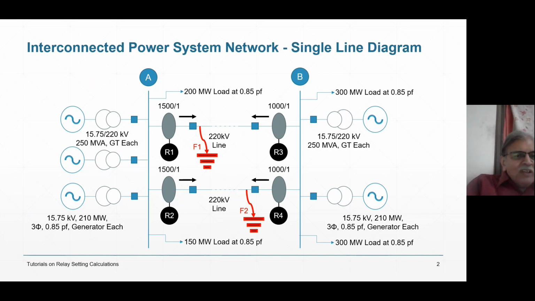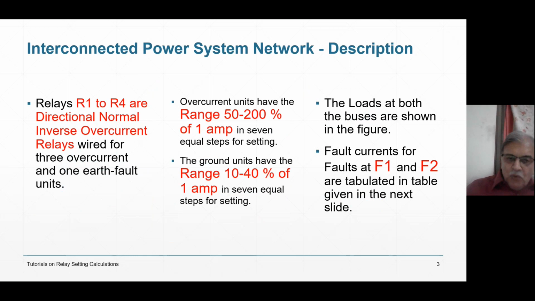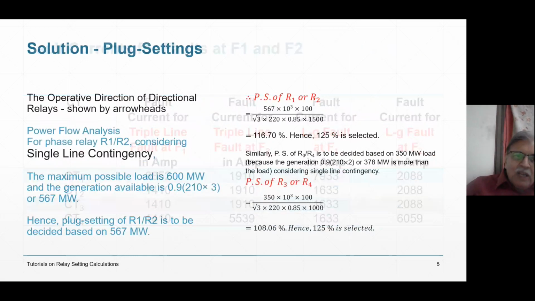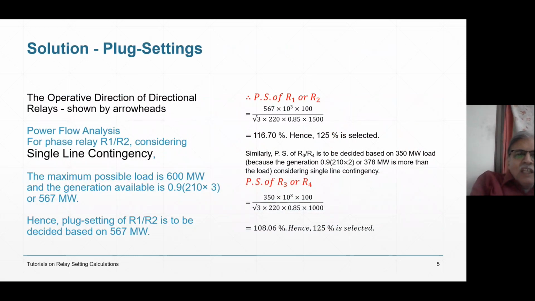So they need power. Out of 210 per unit, 21 megawatts are consumed in this. So 210 into 3 into 0.9, 10% I take out, so into 0.9, my dear friends. So 210 into 3 into 0.9 is 567 megawatt, whereas my load is 600 megawatt.